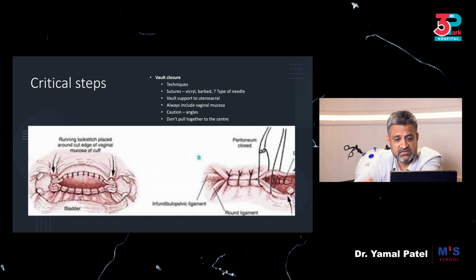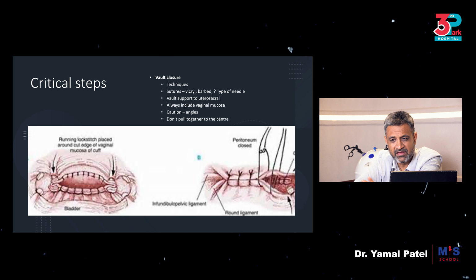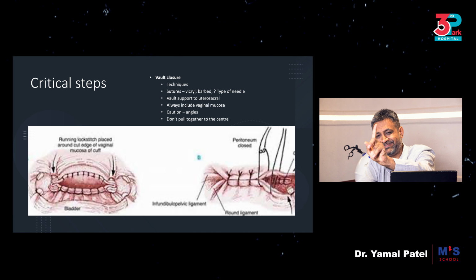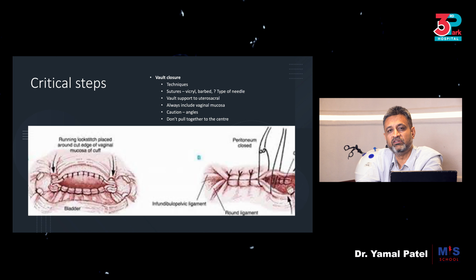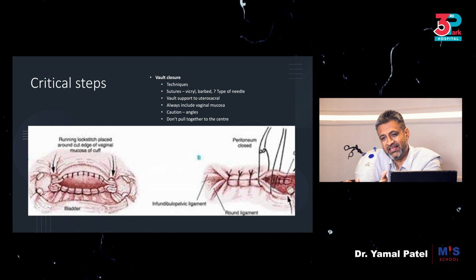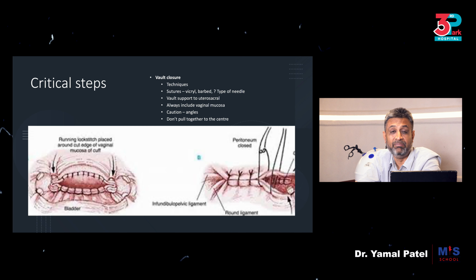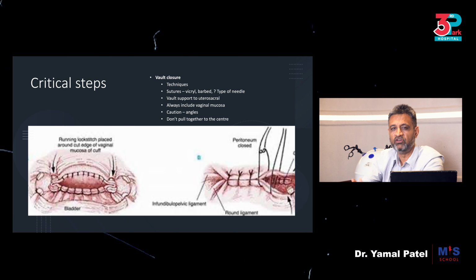Very important, always keeping in mind that when you take a stitch, you have to make sure that the vaginal mucosa is taken in every stitch, in every bite, because if the vaginal mucosa is left outside, it might bleed as a post-op complication. Be very cautious with the angles.